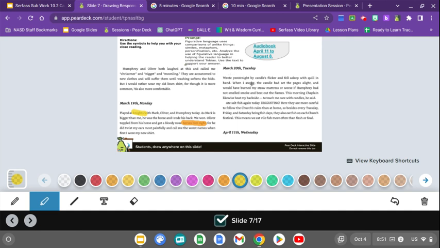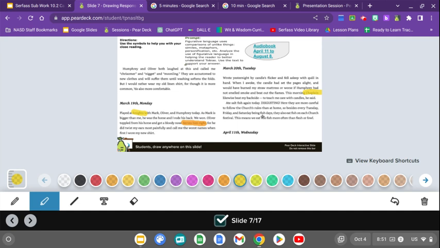Wrote yesterday by candle's flicker and fell asleep with a quill in hand. When I awoke, the candle had set the pages alight and would have burned my straw mattress or worse, if Humphrey had not smelled smoke and beat out the flames. This morning, Chaplain likewise beat my backside to teach me care with candles, he said. Ate saltfish again today. Disgusting.